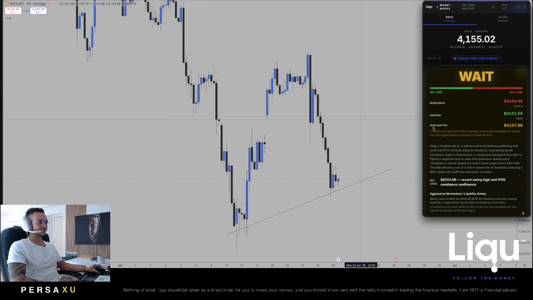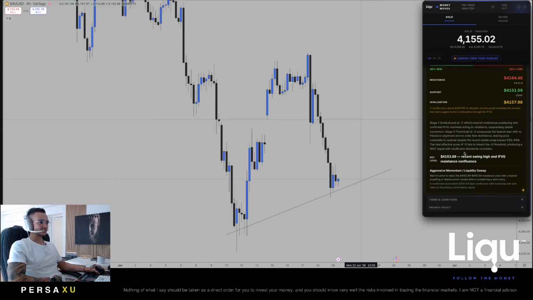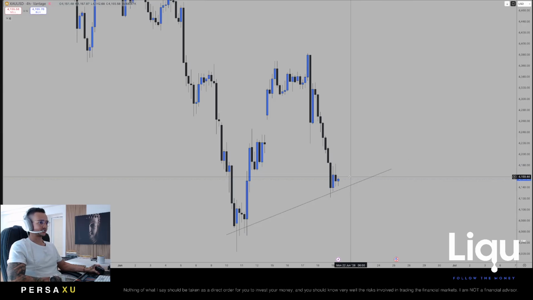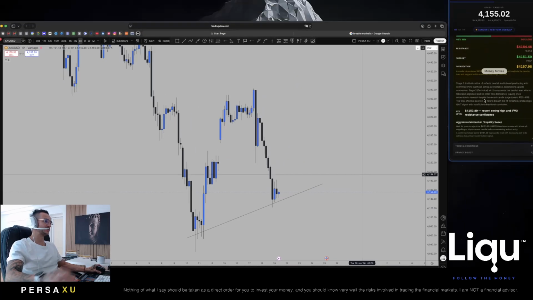It tells you an invalidation level. I know some of you may not be able to read this, but when you actually obtain the tool, you can, obviously, right? It's there. It tells you a candle close above 415 on elevated volume would invalidate the bearish lean and suggest bullish continuation. Okay? This also tells you a key level, which is the recent swing high and an inverse fair value gap there at resistance 4153. Okay, well that's within the lower time frames.